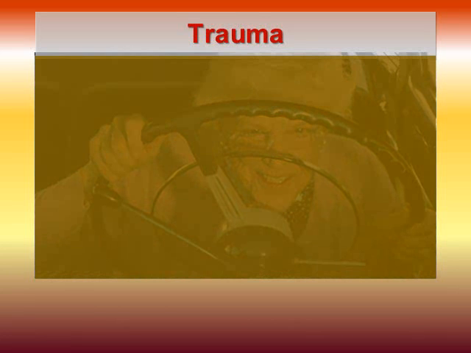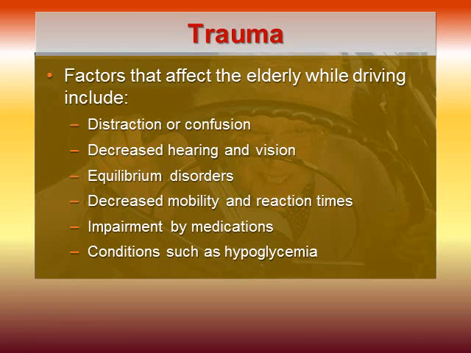As far as getting into trauma, there's a lot of reasons why motor vehicle collisions can happen. Decreased hearing and vision, confusion, impairment by medications, and occasionally other medical problems such as hypoglycemia or even stroke may cripple a person before they're having the accident and cause the accident.